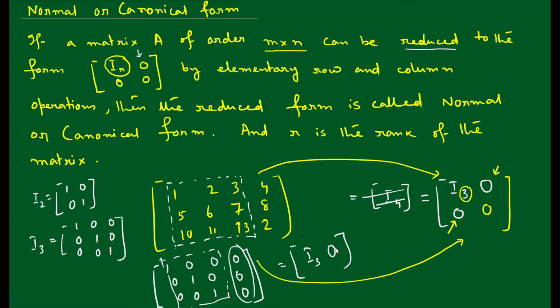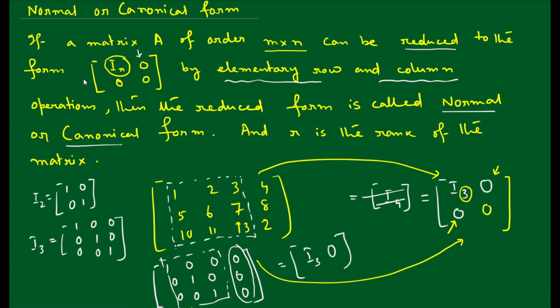That particular matrix we have to convert to normal or canonical form by doing elementary row and column operations. Now this is the difference from echelon form of a matrix, because in echelon form we only did elementary operations in rows, but here we have to do operations on rows as well as columns. So after operating rows and columns, we have to reduce the given matrix to some form. That particular form is called normal form or canonical form.